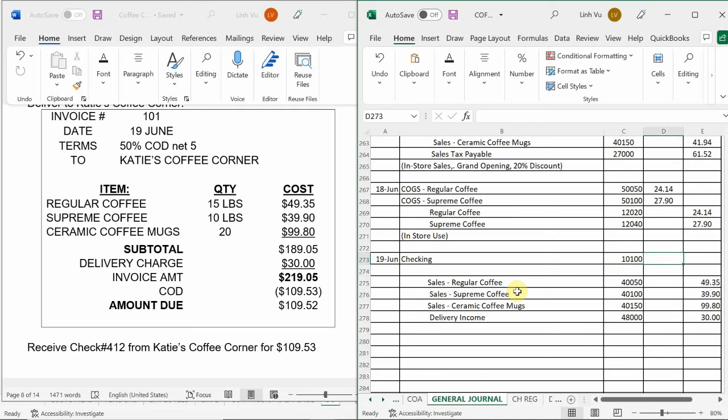How much did we receive? $109.53. So what does this amount tell me? What is this $109.52? Half of the bill. How many days does she have to pay me? In 5 days. So what does that mean to me?